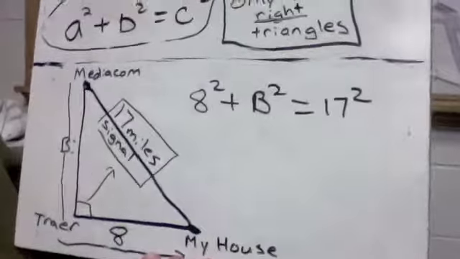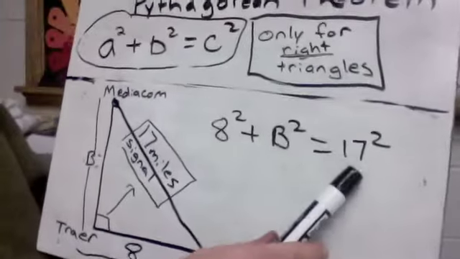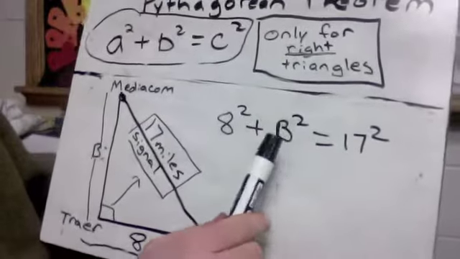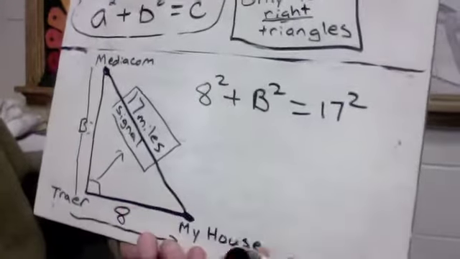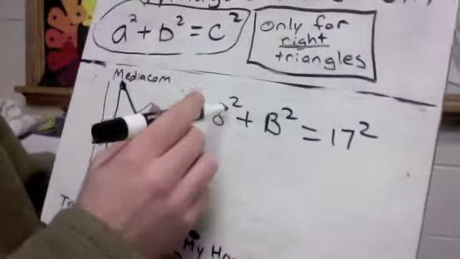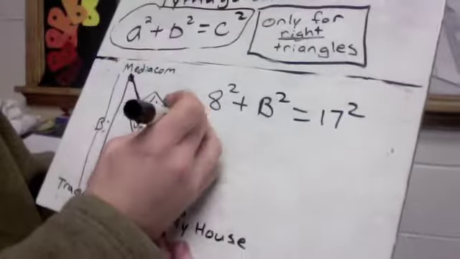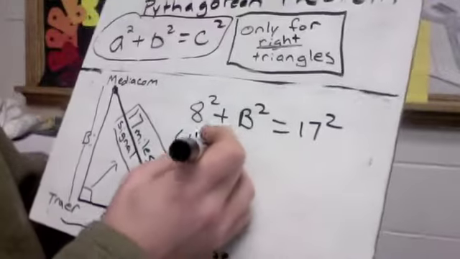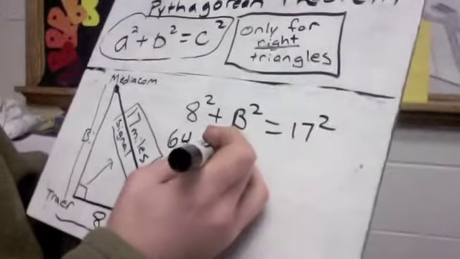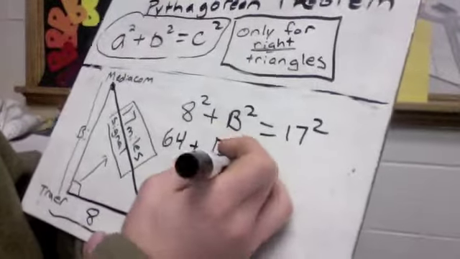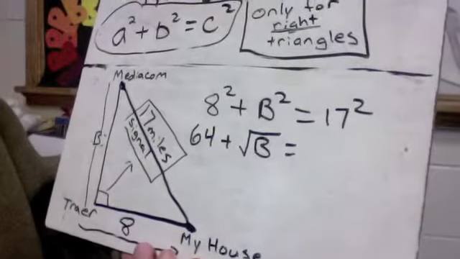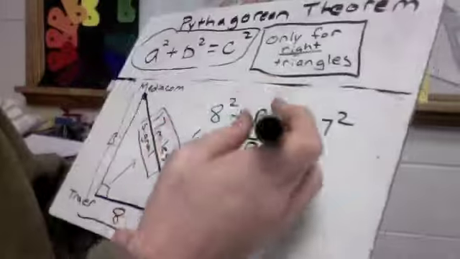See how this is different? We have this number already. We didn't have it before. Now we're looking for this one. Let me show you how this works. Let's simplify what we have. 8 to the second power is 8 times 8, which is 64. Plus, we don't know B to the second power, but we know we're going to be doing the square root of B to figure it out, equals 17 to the second power. Quick check. 17 times 17, 289.